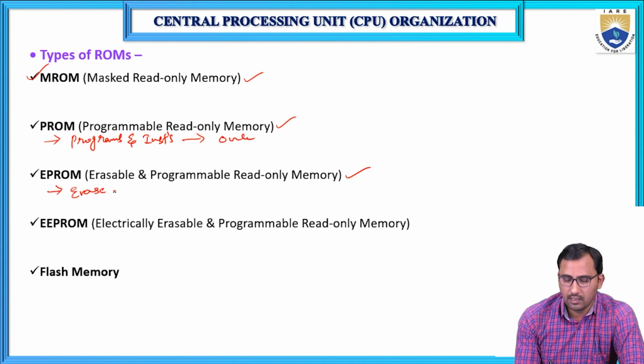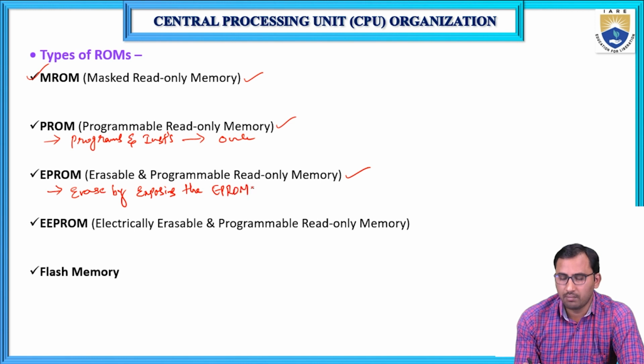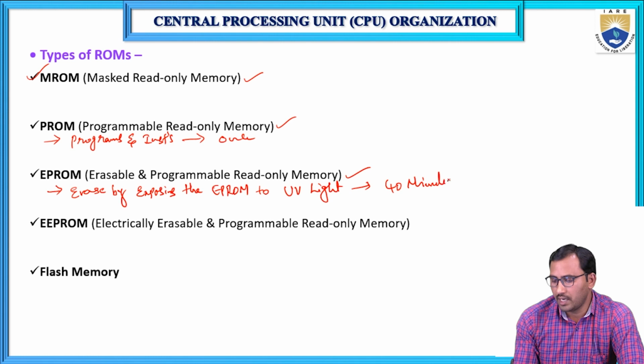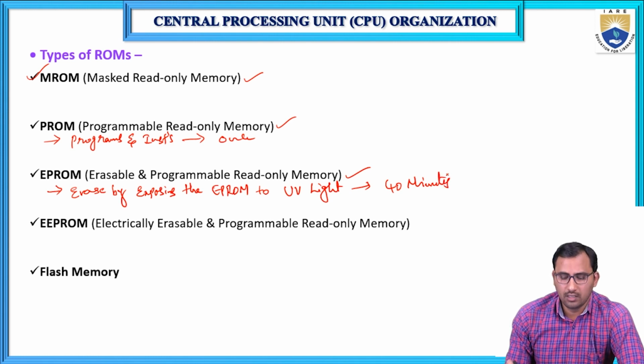So we can erase the content by exposing the EPROM to UV light, about 40 minutes. By exposing this EPROM to ultraviolet light for about 40 minutes, the data stored in this chip can be erased totally.